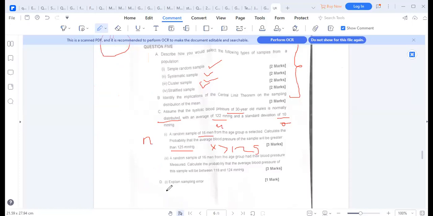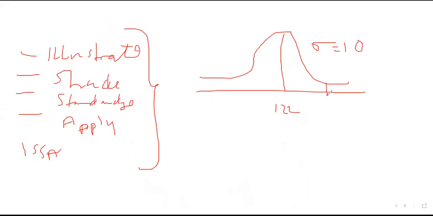So identify where the 125 is. It's here. So it says greater than 125. So the sign greater means shade to the right. So step 2 says shade. So 125 is here. We're going to shade this direction. In step 2, we have done. Step 1, we have done.